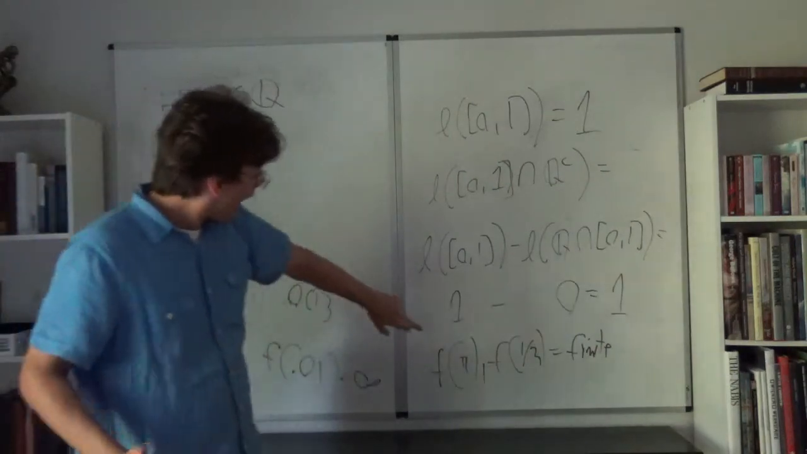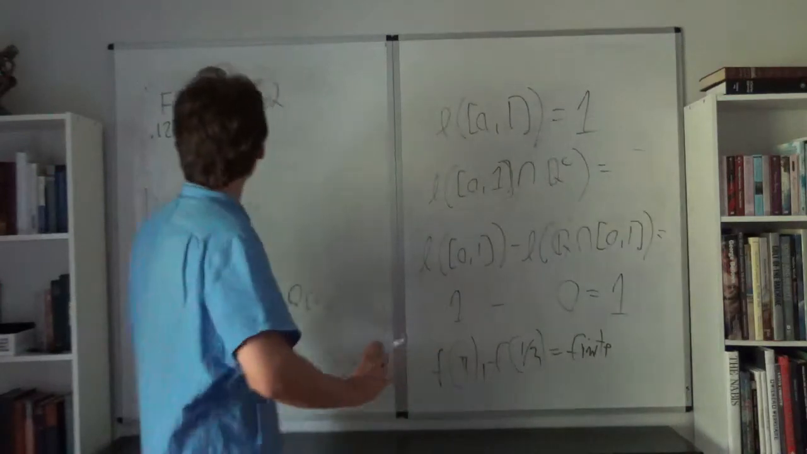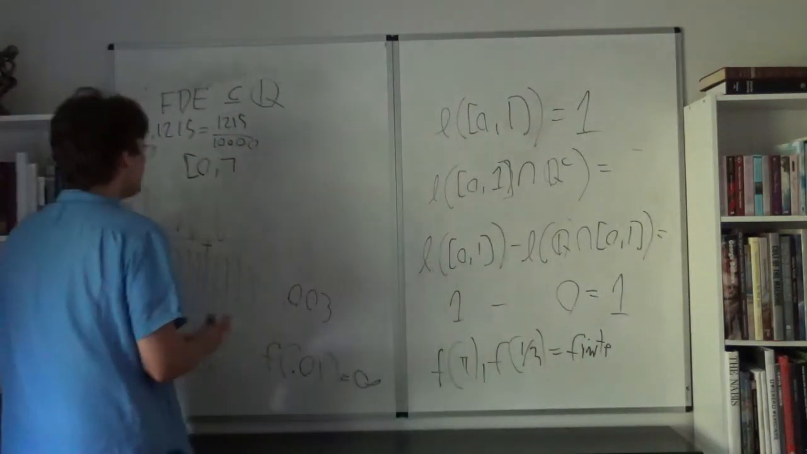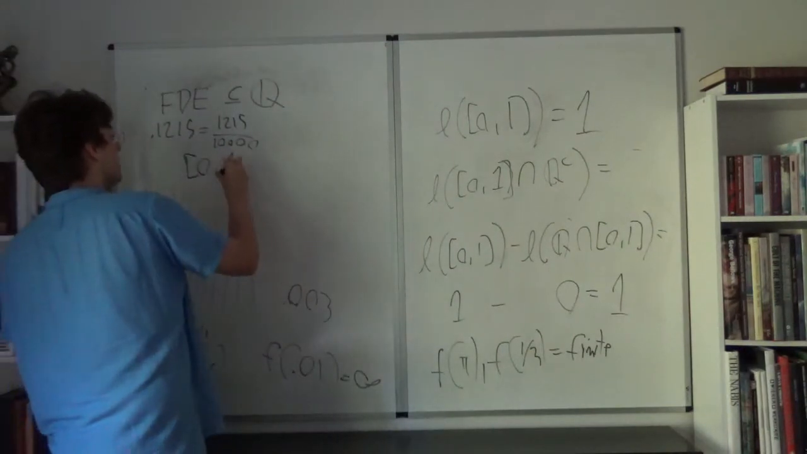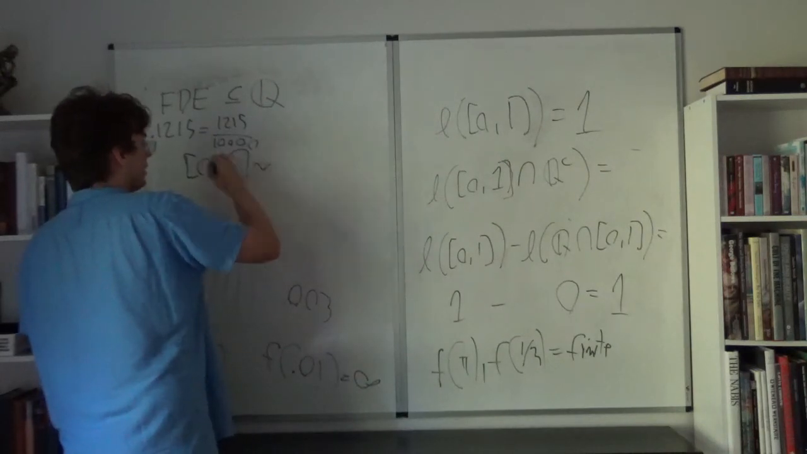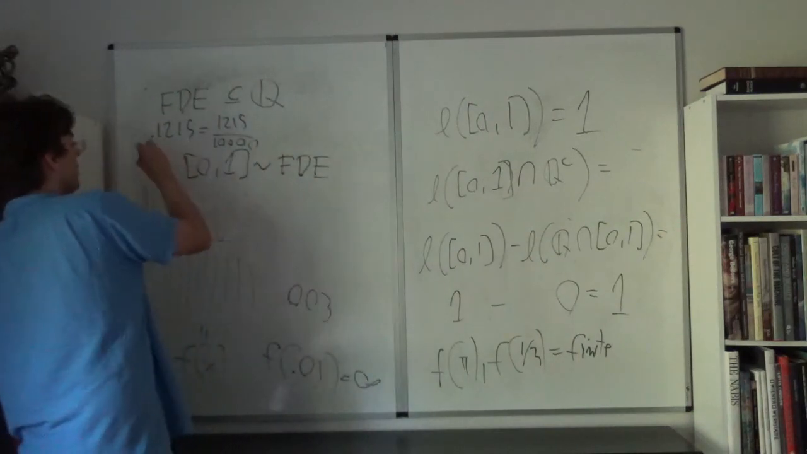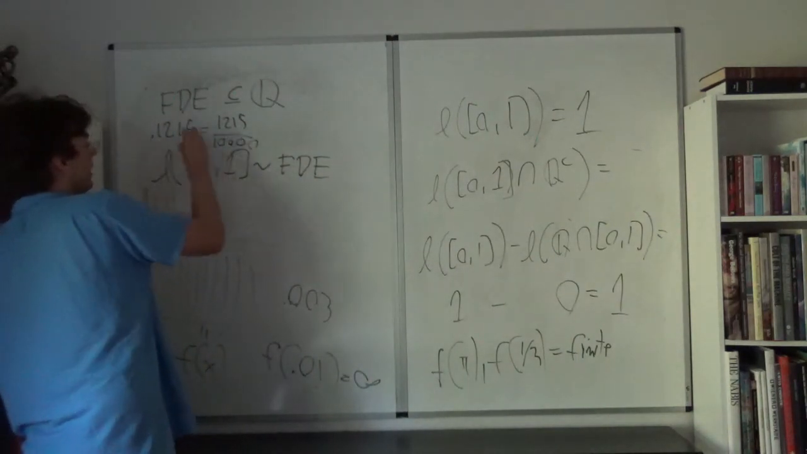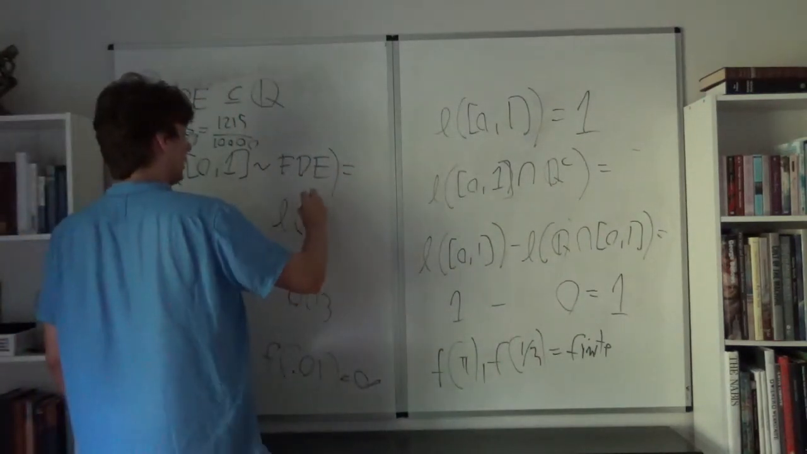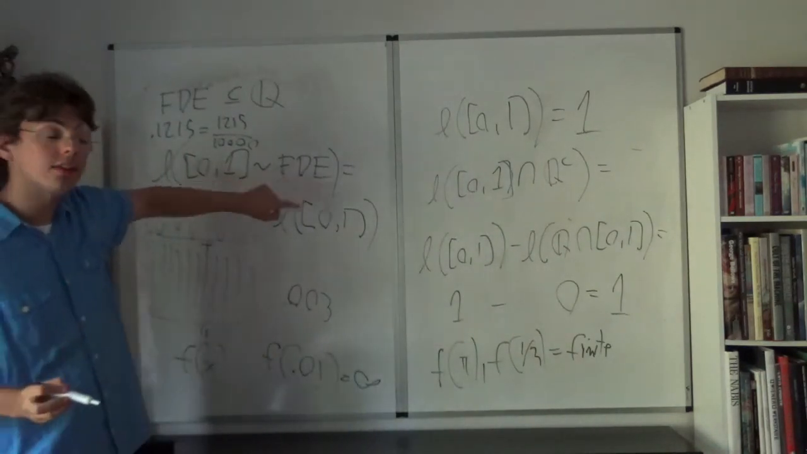And every other point, what actually works, that's basically everything. If you have 0, 1, what is the length or the measure of 0, 1 if you take away the finite decimal expansions? What is the length of that? That is just equal to the length of the regular interval, because this doesn't count. This is nothing.